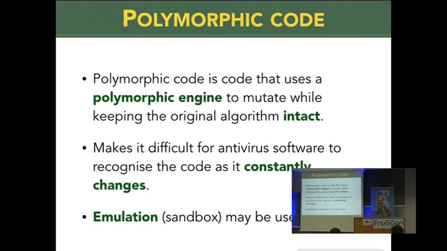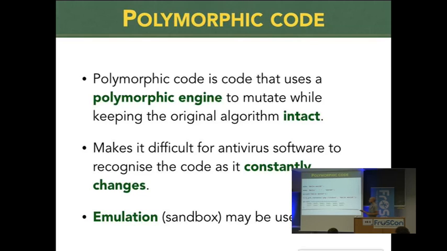That is nice, but it's just a couple of tricks. A better idea is to use polymorphic code. Polymorphic code uses a polymorphic engine to mutate code. So we pass some code, and we get different code that does exactly the same. That makes it really difficult for antivirus software to recognize the code, as it changes every time. Most of the time, antivirus software is forced to use emulation, to execute that code in a sandbox environment to see what it's doing.